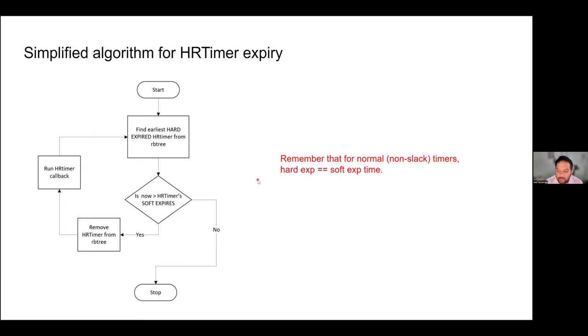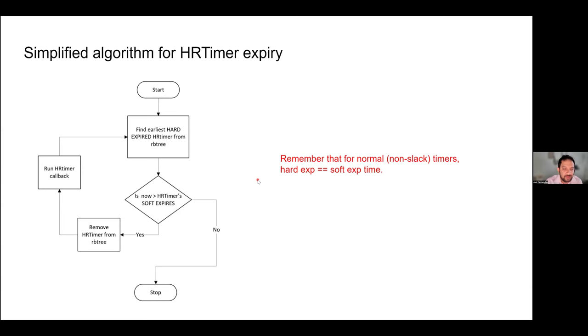And this is the algorithm for expiring the HR timer. So we find the earliest one, the leftmost of the tree. We check its soft expiry time with the current time. If it has soft expired, then we remove it from the tree and we run the callback.